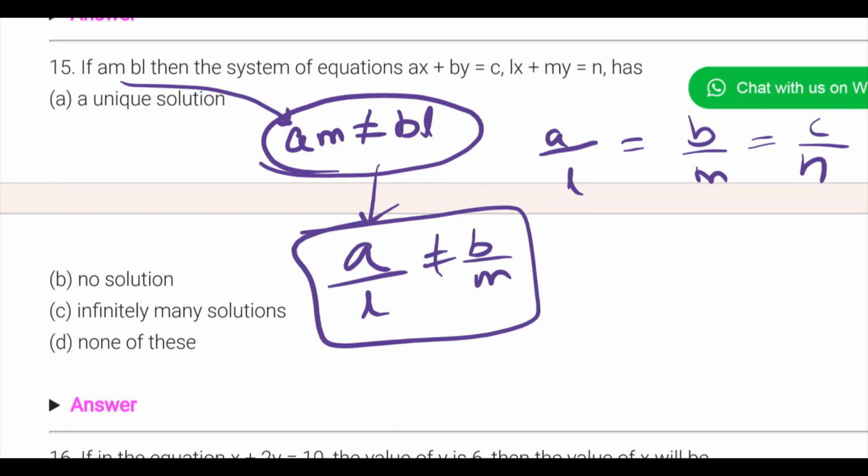Dividing both sides by BM, L comes to this side and M goes to that side. A by L does not equal B by M. So these two are not equal, and we have a unique solution because they're not parallel lines.